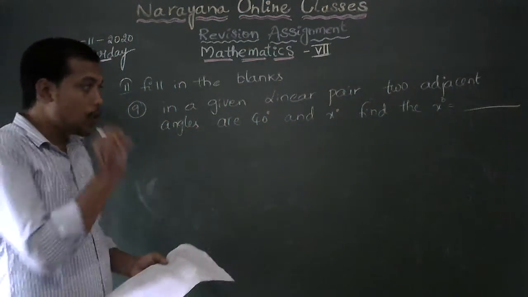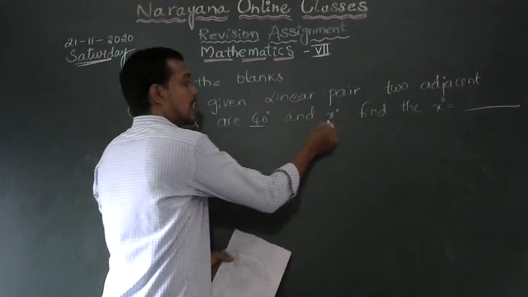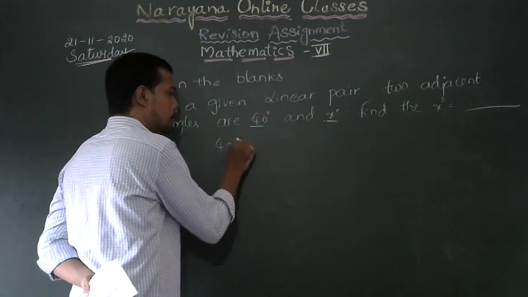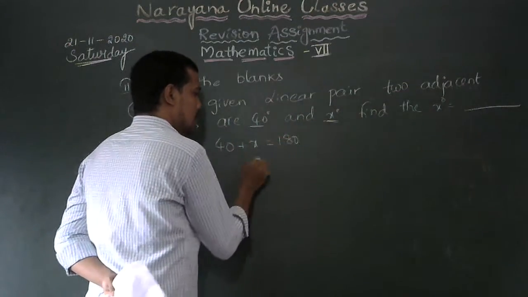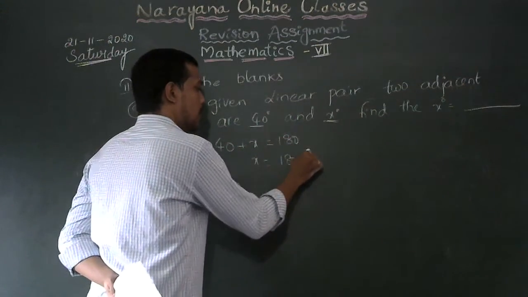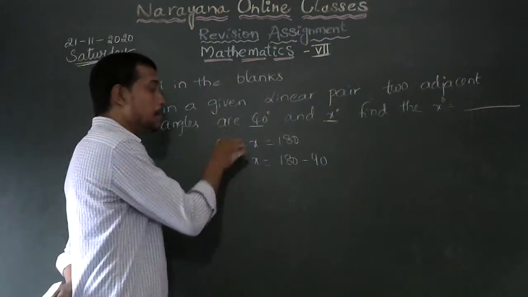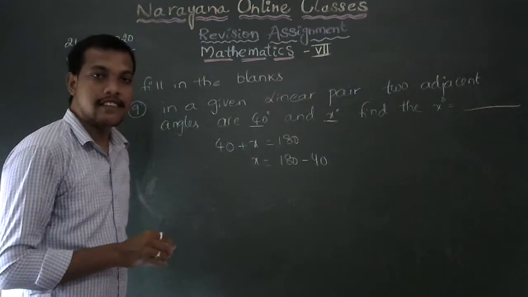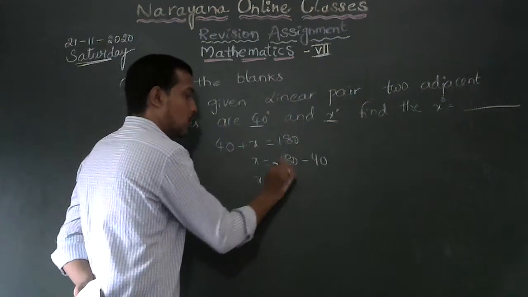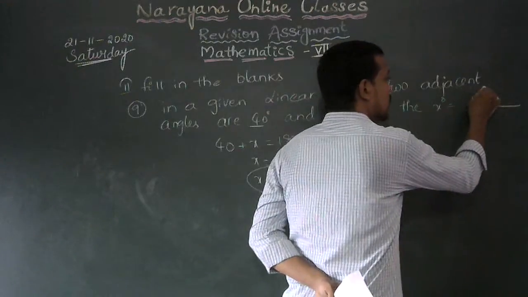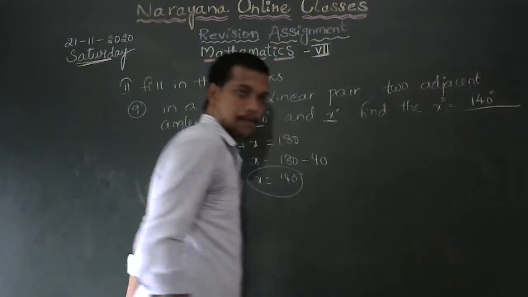Linear pair means if you add this angle and this angle, it is equal to 180. So 40 plus x equal to 180. So x equals 180 minus 40. This 40 is brought to the RHS, that is minus 40. So x equals 180 minus 40, that is 140. So the x value is 140 degrees.